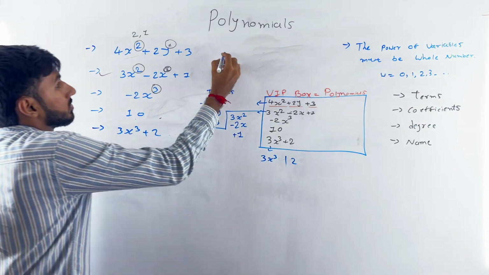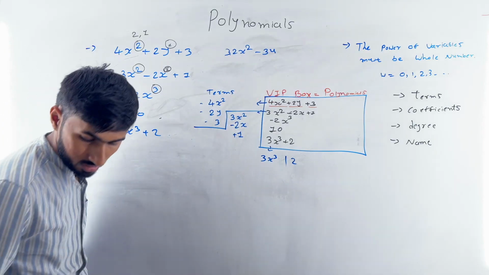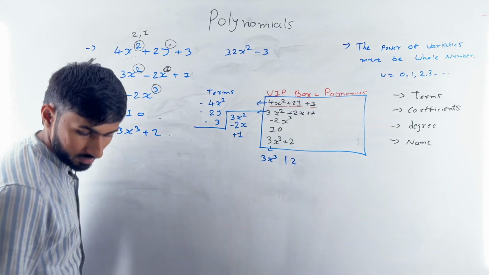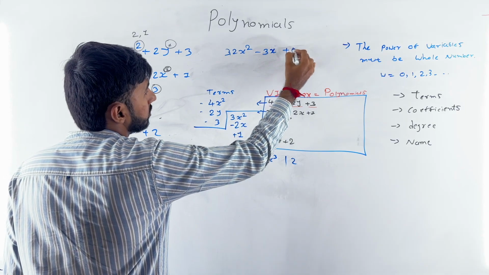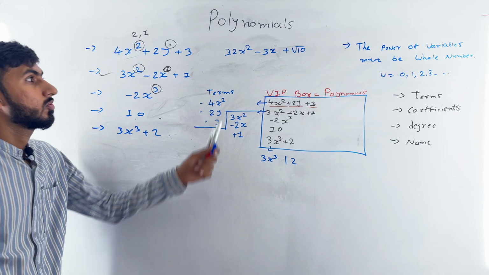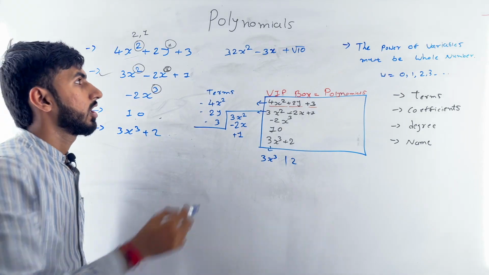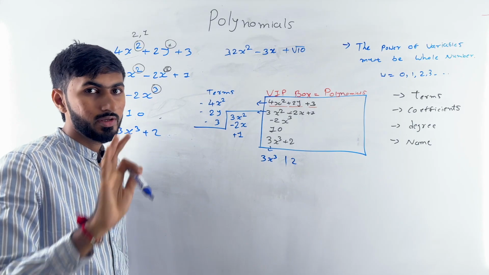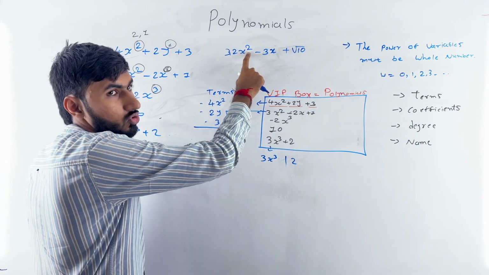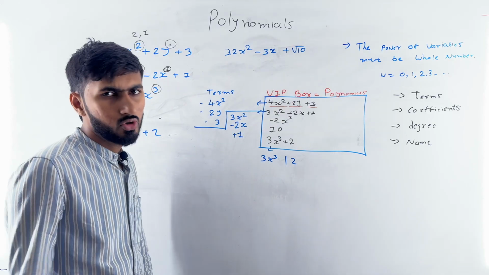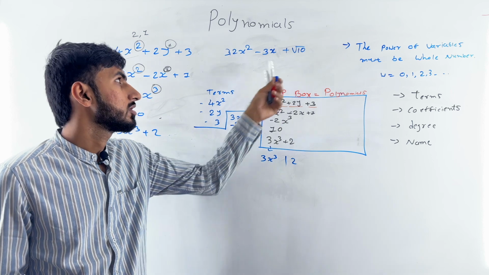Let me ask you in question 3.2x² − 3x + √10. First of all, tell me whether this is a polynomial or not. I have to check the power of variable, nothing else, just power of variables. Here I have power of variable x as 2, here I have 1, and here I have 0. 2, 1 and then 0. These three are whole numbers, as we all know, so yes, it is a polynomial.